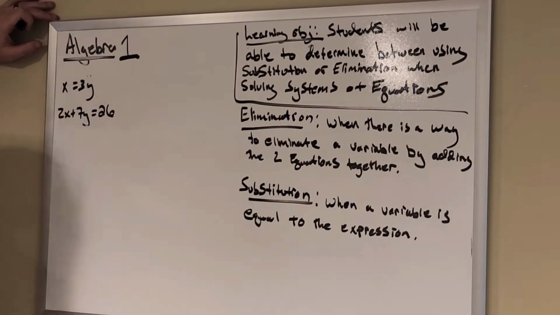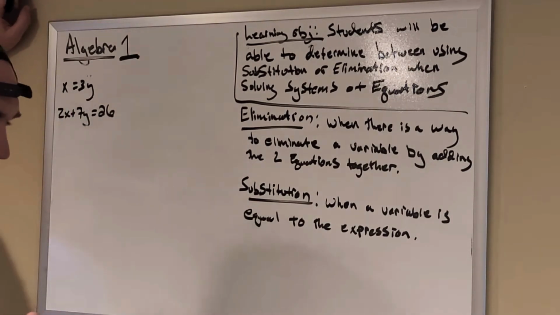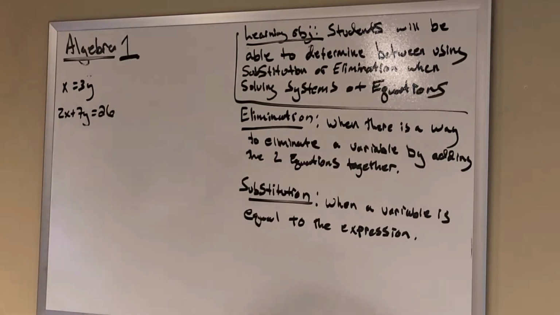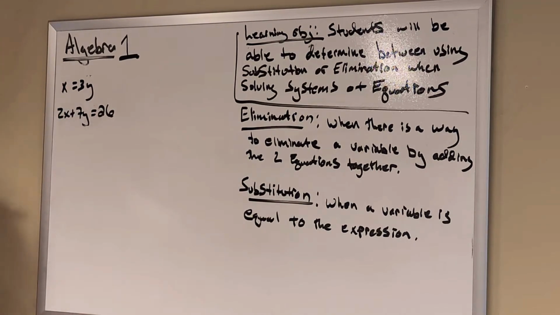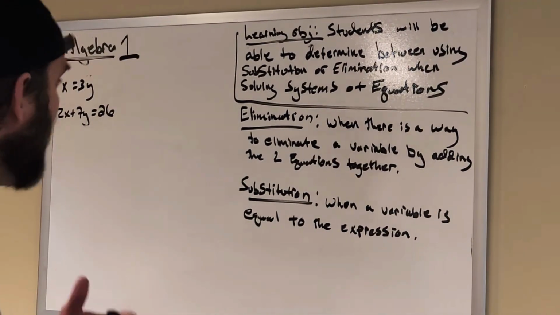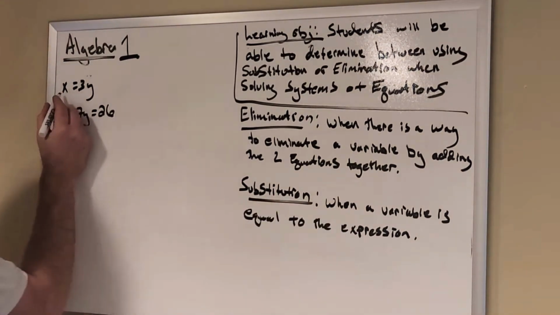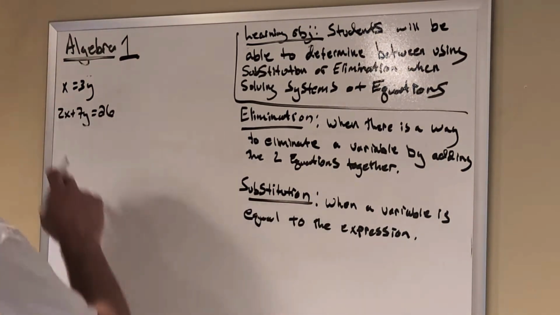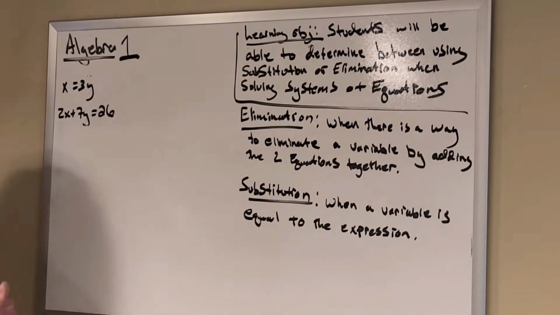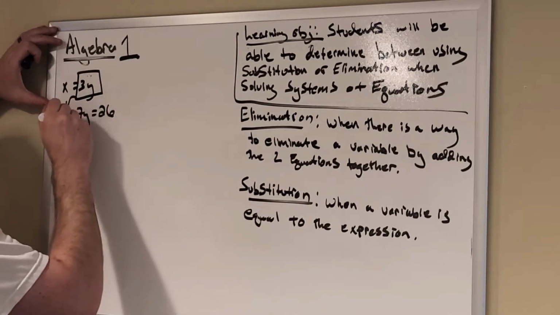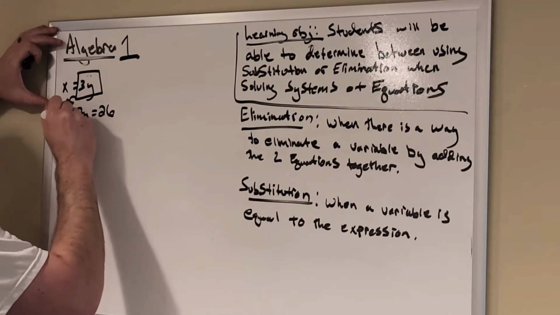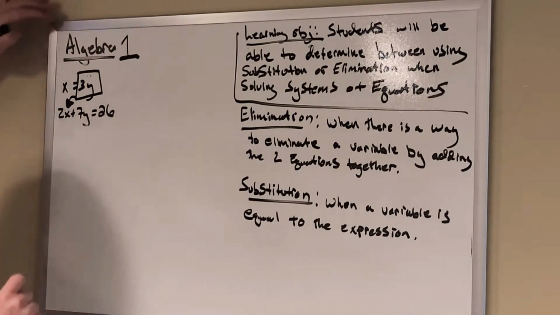So let's take a look at what I have on the board. I have x equals 3y and 2x plus 7y equals 26. Is there anything that eliminates if I stack them? No, they don't stack well. My x value is just x in this one, and a 2x down here, a 3y and a 7y. Those don't work out to eliminate anything. But I do have a variable equal to an expression. So x is equal to 3y. So I can take this 3y right here and plug it in anywhere that I see an x.